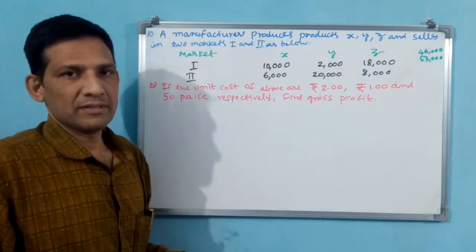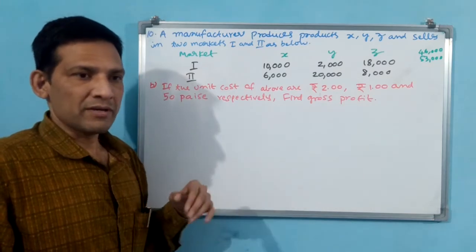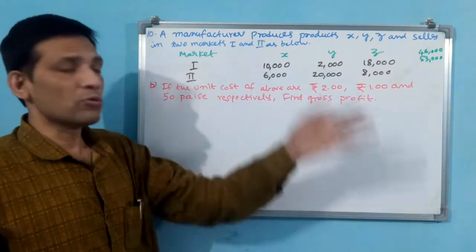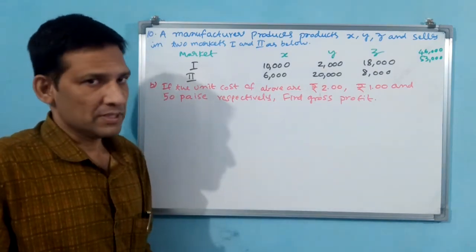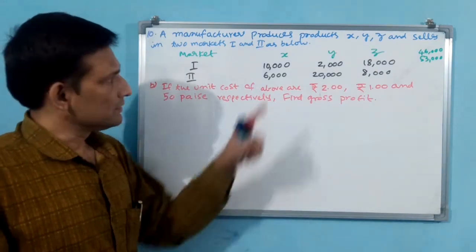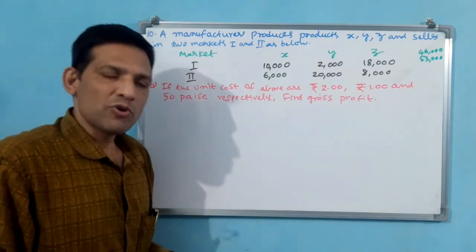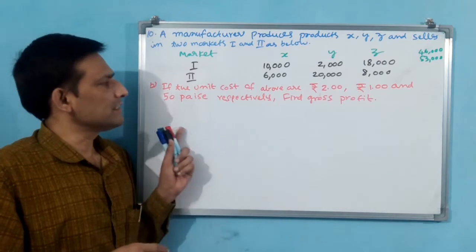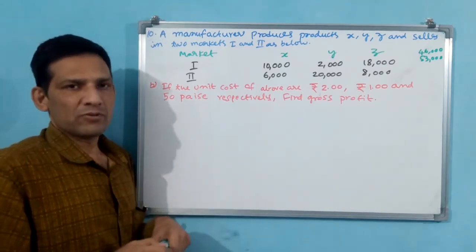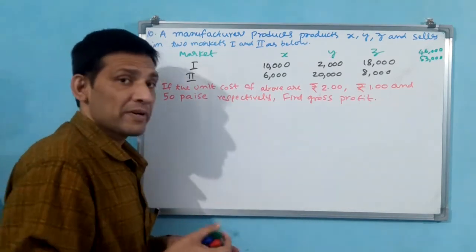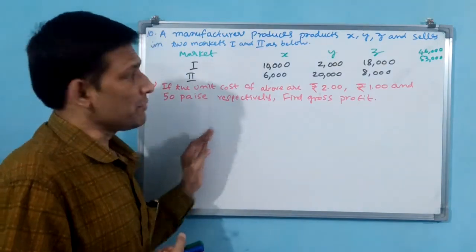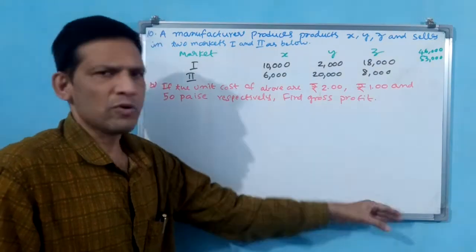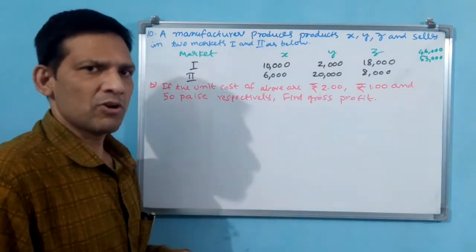2 rupees. That means after making the product for 2 rupees from his pocket, he has sold it at 2.5 rupees. On each product X he got 0.5 rupees, or 50 paisa, as profit. Like this, he is asking to find the gross profit, the total profit. Total profit here, by matrix we have to find, like market 1, market 2, we can find automatically. If you add both, then we can find the gross profit.